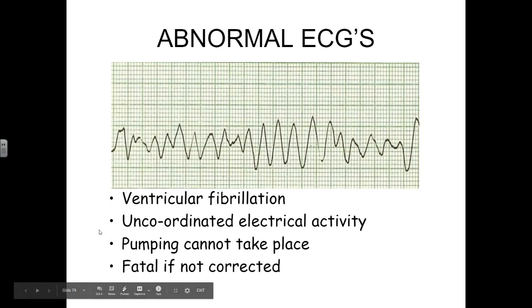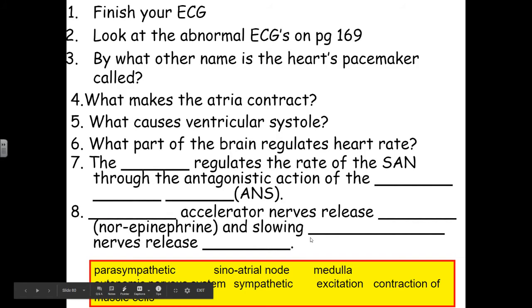So when you've got an abnormal ECG, if you think about it, you're not getting atrial systole, ventricular systole, diastole, atrial systole, ventricular systole, diastole. So you can't properly fill each chamber individually, and you can't properly empty it in a coordinated fashion. So that's not a good one.